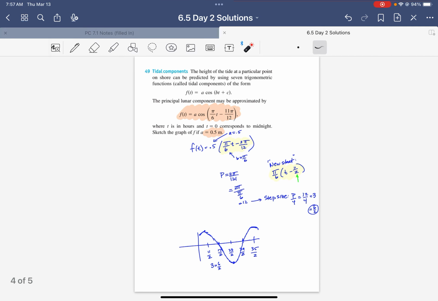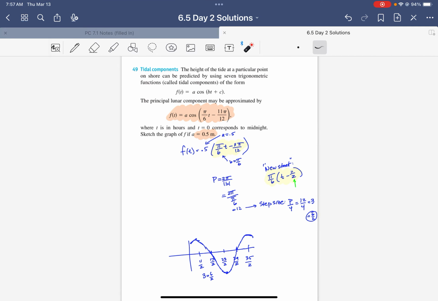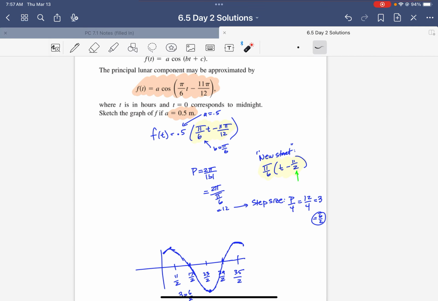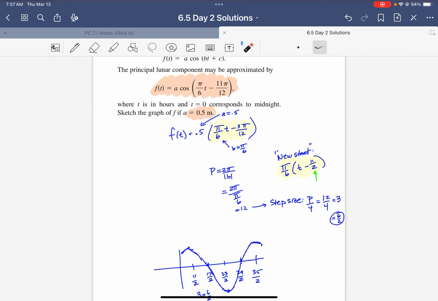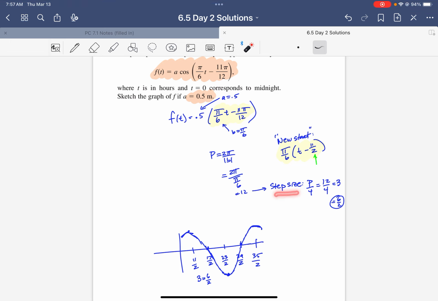Cool. Last question. On this last question, we've got tidal flow, and it wants us to sketch a graph. Well, they give us this, and then they tell us that a is equal to 0.5, so they just want us to sketch this sucker. Well, I know that period is 2 pi over b, so I plug in to get a period of 12, right? But step size is period divided by 4, so each step is going to be of size 3.